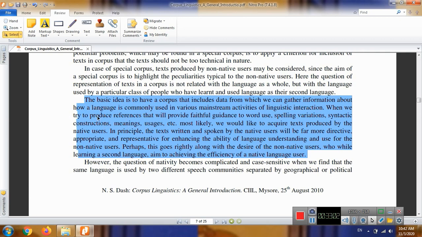Here we can see the goal and aim of this corpus, and our data should be aligned with this purpose.